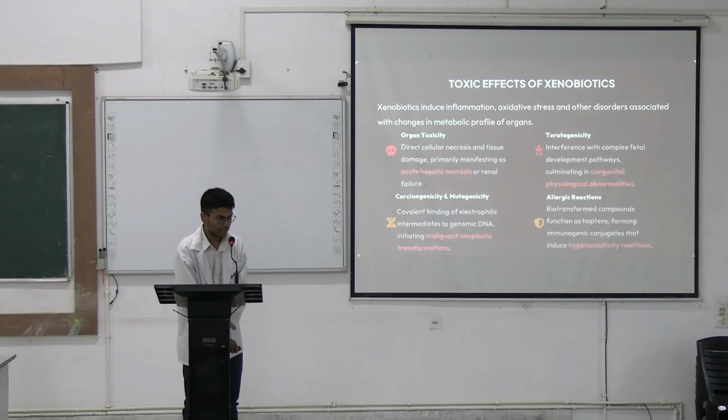Then are allergic reactions, where biotransformed compounds function as haptens, forming immunogenic compounds, conjugates that can lead to hypersensitivity reactions. And then is carcinogenicity and mutagenicity, which is covalent binding of electrophilic intermediates with genomic DNA, leading to malignant neoplastic transformation.